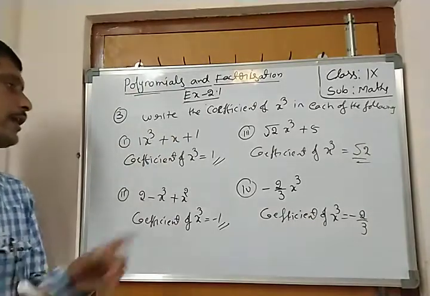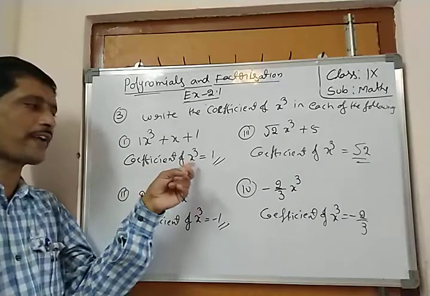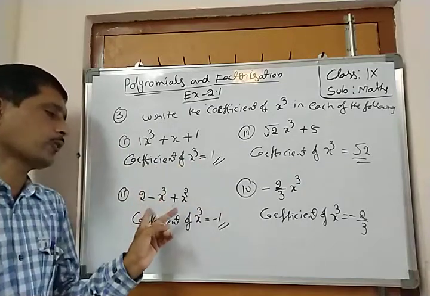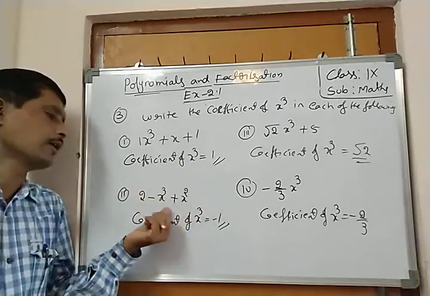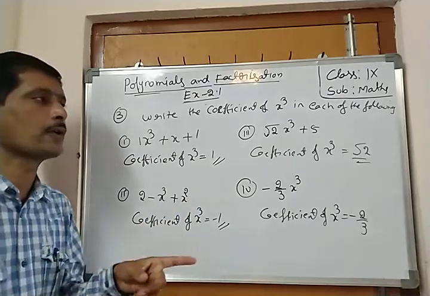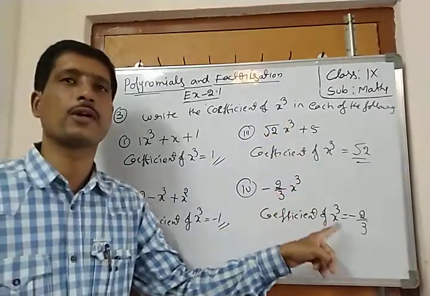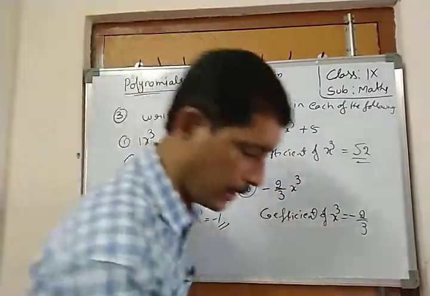One more time, see. Here the coefficient of x cube, that is nothing, means 1 is there. Therefore the coefficient of x cube is 1. Here, 2 minus x cube plus x square. The x cube term is there, therefore the coefficient of x cube is equal to minus 1. Here the coefficient of x cube is equal to root 2. Here the coefficient of x cube is equal to minus 2 by 3.